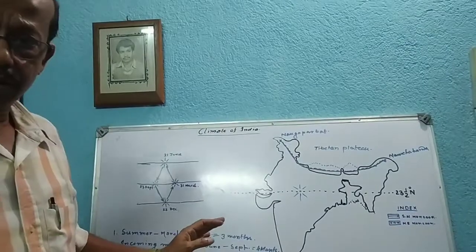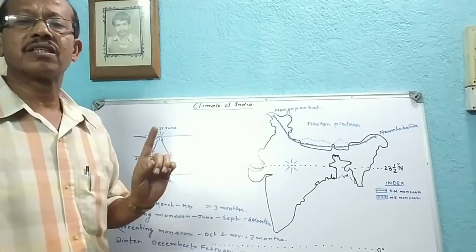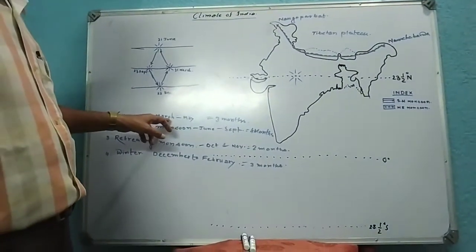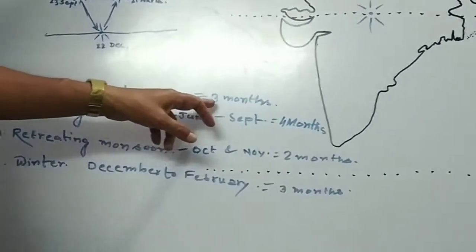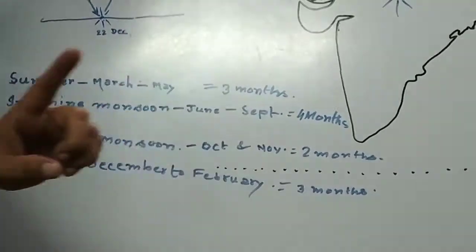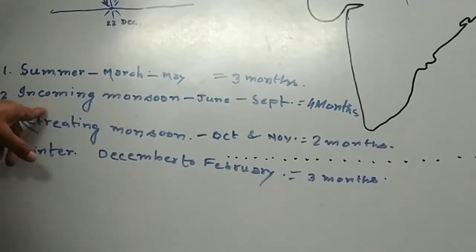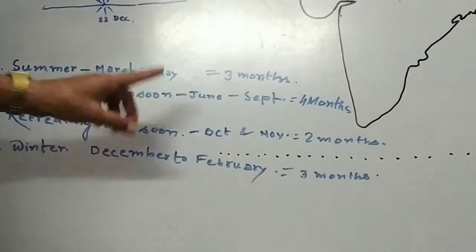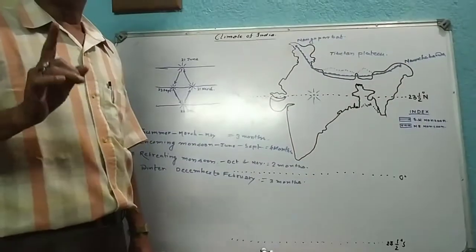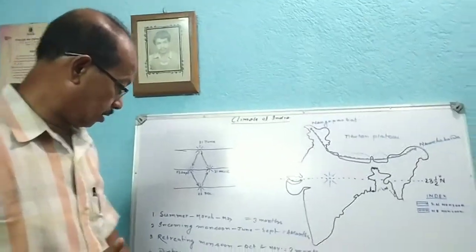In the last class, we explained only one season, which is summer. The summer season extends from March to May. It lasts for 3 months, and now I would like to explain the next season, which is known as the incoming monsoon period, the second remarkable season in Indian climate. Please follow.